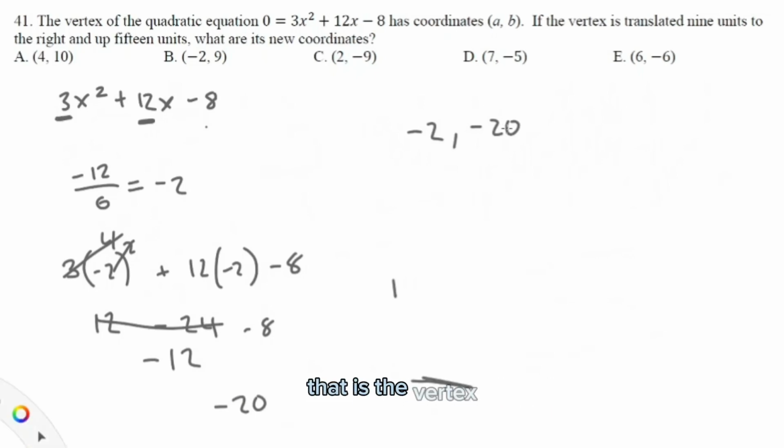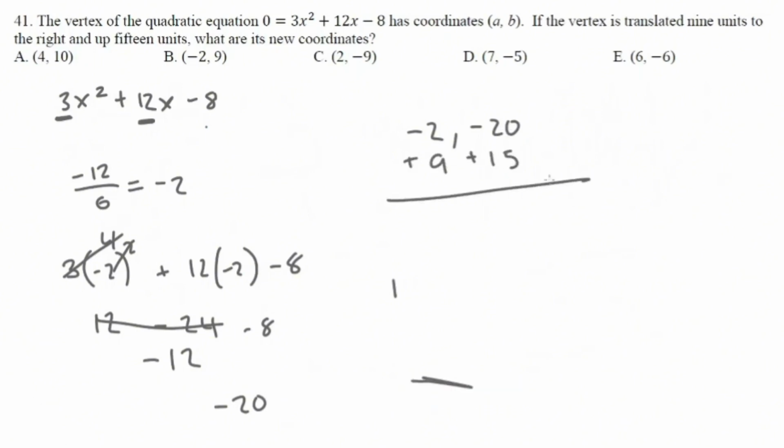So now we have the x value of negative 2 and the y value of negative 20. Alright, so that is the vertex of the quadratic equation. Now we need to add 9 to the x value and add 15 to the y value. So this becomes negative 2 plus 9, which is 7, and negative 20 plus 15, which is negative 5. And that's your answer.